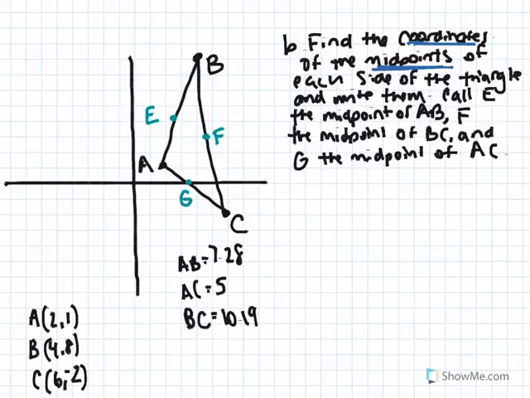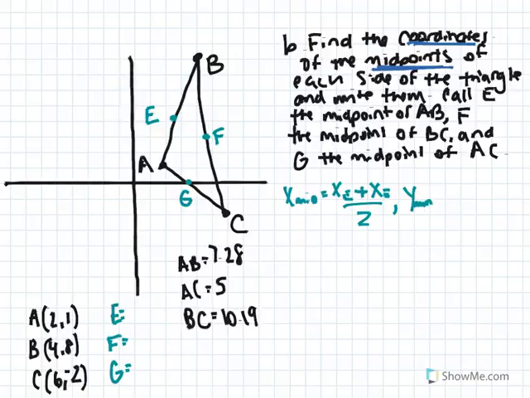So I need to do the midpoint formula 3 times in order to find the coordinates of E, F, and G. That's what I'm trying to find. Okay, great. So let's do the midpoint formula. First, I'm going to do the whole thing in this green color. Midpoint formula is X midpoint equals X endpoint plus X endpoint over 2. Y midpoint is Y endpoint plus Y endpoint over 2.